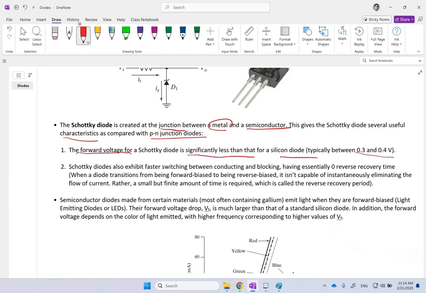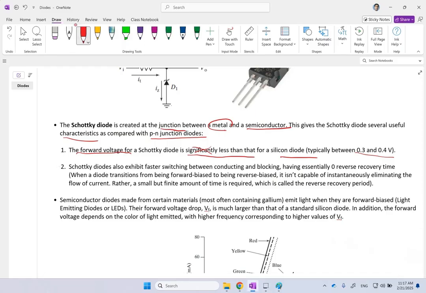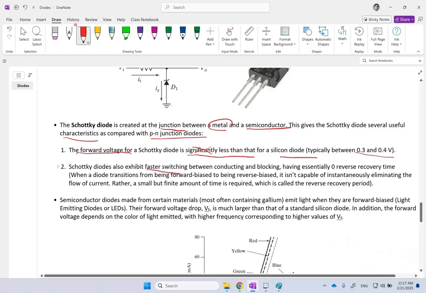It's typically between 0.3 and 0.4. It's not like 0.5, 0.6, 0.7. It's not like zero, but it's less. So maybe significantly less is not super meaningful, but they are smaller. They are closer to germanium. And that's not their only property, because if you remember, the cost of germanium diodes is more than silicon ones. These Schottkys are even a little bit more expensive than typical germanium ones, not just because of this forward voltage, but the better thing they have is the faster switching between conducting and blocking.